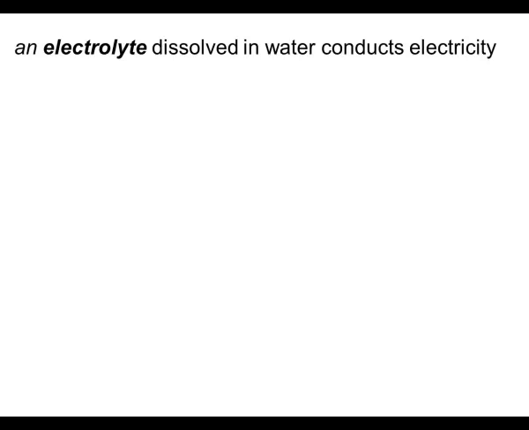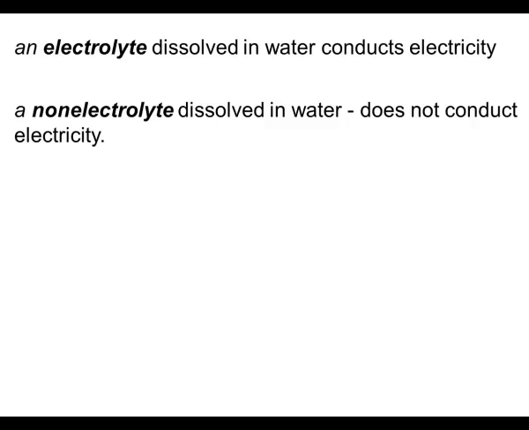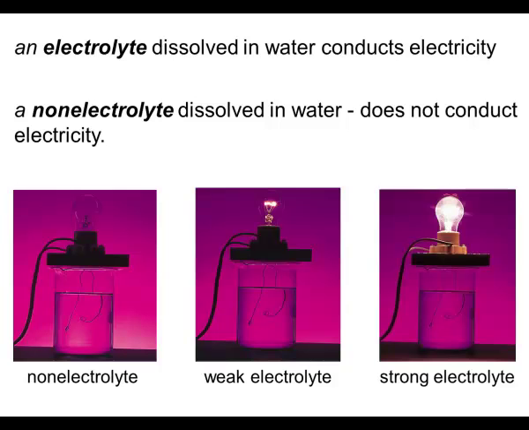An electrolyte dissolved in water conducts electricity. A non-electrolyte dissolved in water does not conduct electricity. Look at this experiment. It shows clearly non-electrolyte, no conduction of electricity, weak electrolyte, poor conduction, and strong electrolyte, very strong.